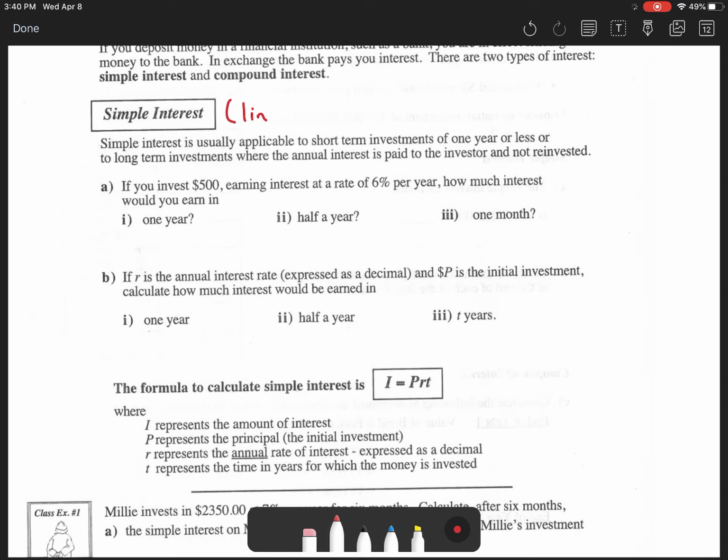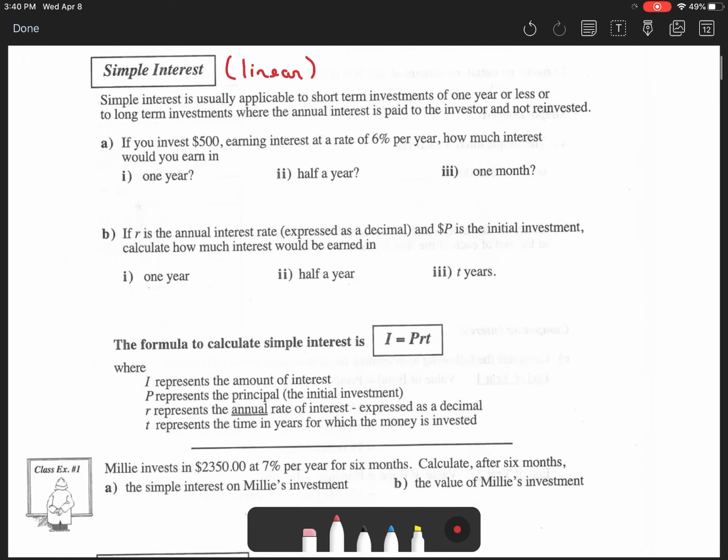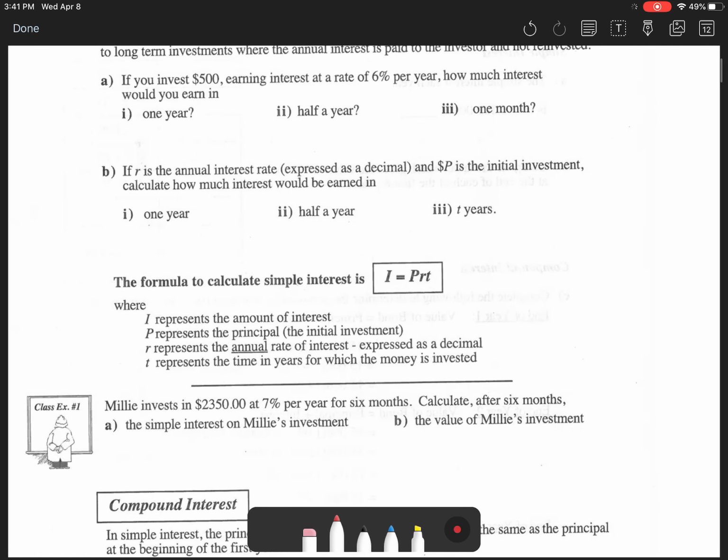Okay, so when I take this simple interest, what you're going to see is when I graph it, it creates a linear function. And the reason is that I'm always getting the same amount of interest every single time. I do a calculation. It does not change. So 1 year goes by, I get $500. Another year goes by, I get another $500. It doesn't change, and you'll see that here both in the calculations and then when we graph in a page or two. So it just says simple interest is usually applicable to short-term investments of 1 year or less, or to long-term investments where the annual interest is paid to the investor and not reinvested.